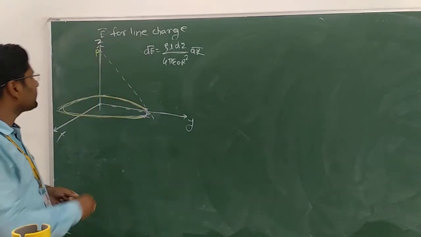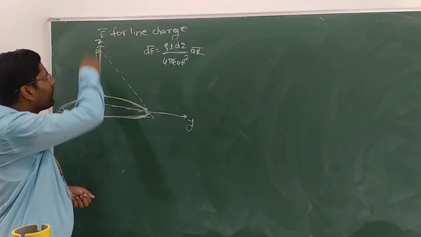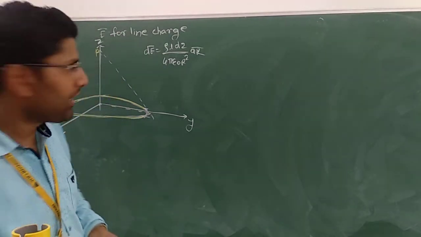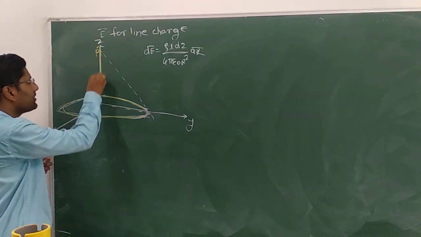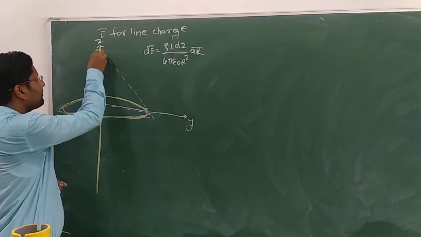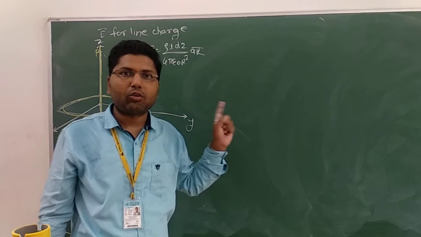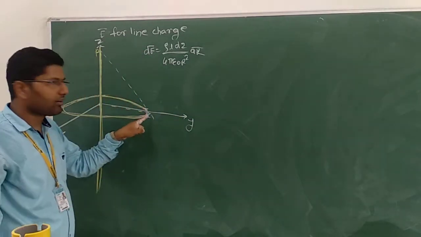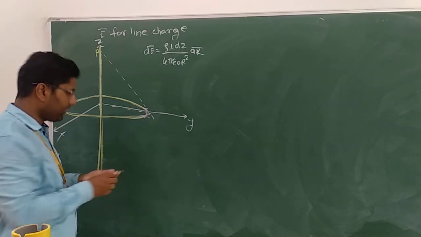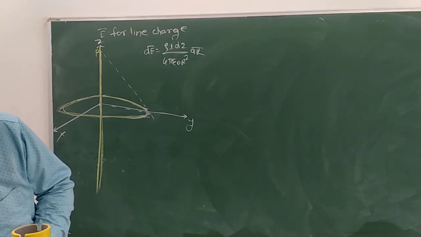So I am taking this figure. In this figure there is a ring, and on that ring there is a point available. On the z axis there will be a line charge available. Due to that line charge, I want to find the electric field intensity at the point on the ring.